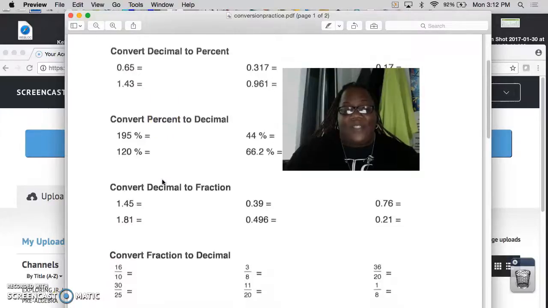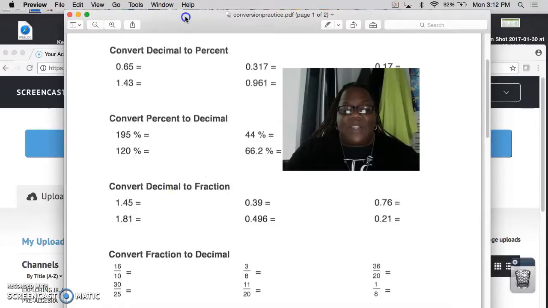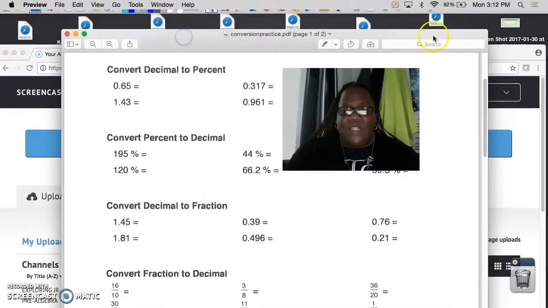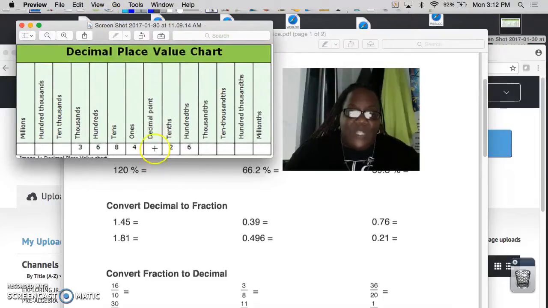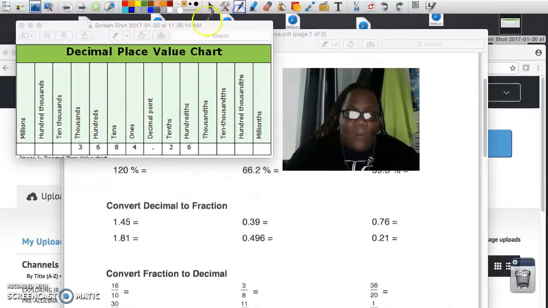Decimal to a fraction. No problem. Okay? Now, in order to understand this part, you need to understand place value a little bit. Let me just open that up this way. You need to realize, or remember in some cases, the place value.